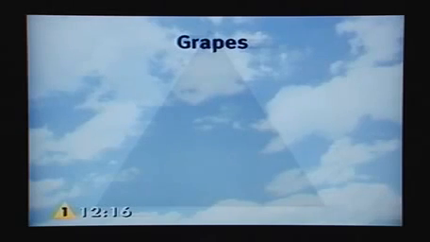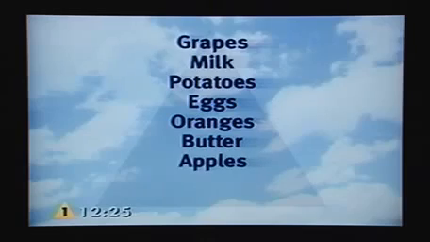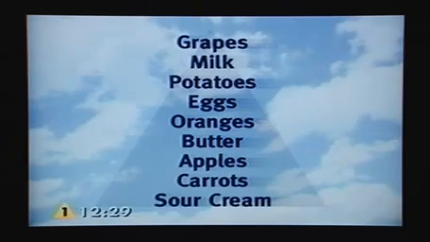It's difficult, isn't it? Let me read the list again, and as I do, put each item in a category in your mind. I bet you'll remember them all. Grapes, milk, potatoes, eggs, oranges, butter, apples, carrots, and sour cream. Now, how many sections of the supermarket would you go to? 3, isn't it? Dairy products, fruits, and vegetables.